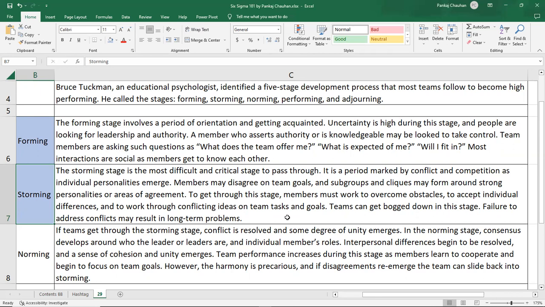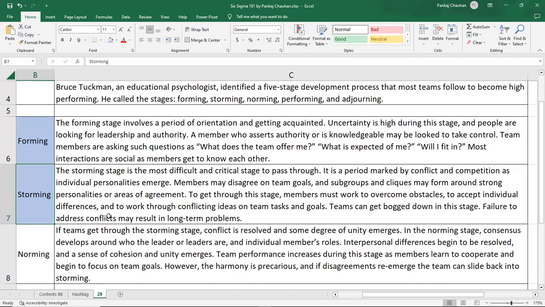So as a project manager, if you want to get through this stage, members must work to overcome obstacles, accept individual differences, and work through conflicting ideas on the team task and goals. Teams can get bogged down in this stage, and failure to address conflicts may result in long-term problems. And that's where, as a project manager, your important role comes in: how you handle and manage the conflicts among the team members.